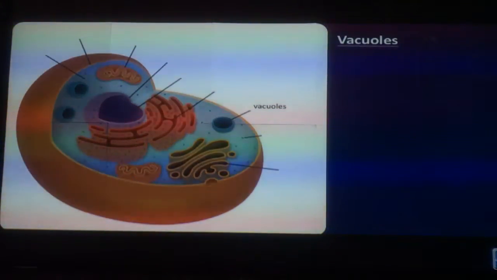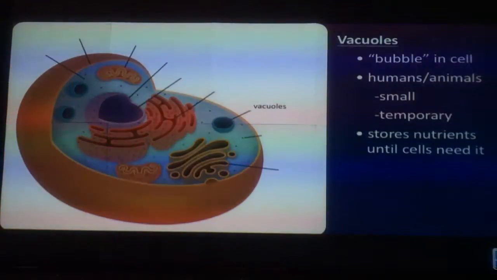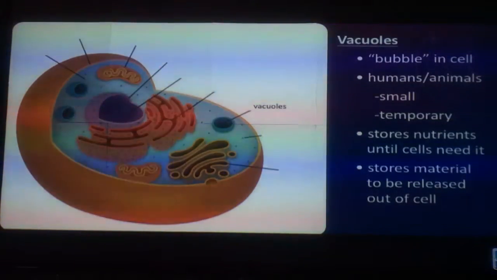The next one is called vacuoles. Now, vacuoles are little tiny bubbles inside the cell. Both plant and animal cells have these vacuoles, but they're different in each cell, and we're going to see that in this lesson. In humans and animals, they're very small, and they're temporary. They don't last very long. What they do is store nutrients until the cell needs them. The cell puts extra nutrients inside these vacuoles. But some of these vacuoles also store material that needs to be taken out or released out of the cell.